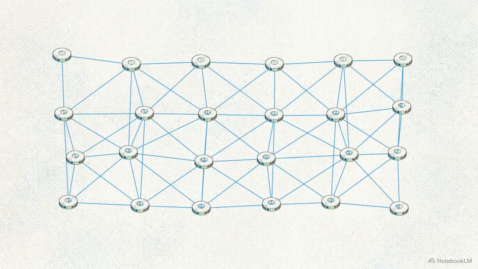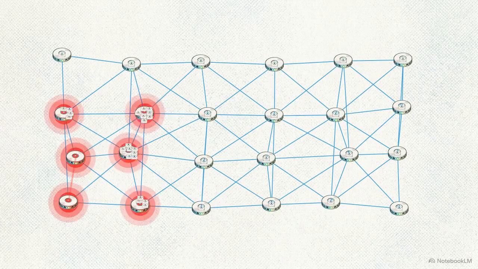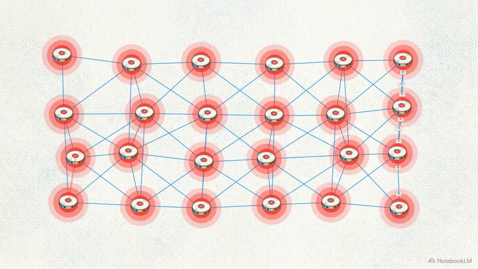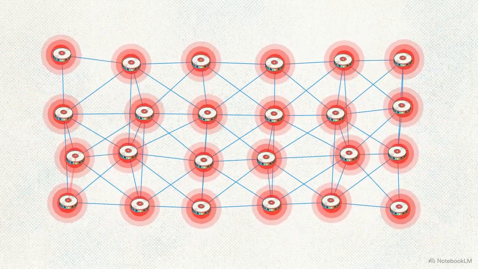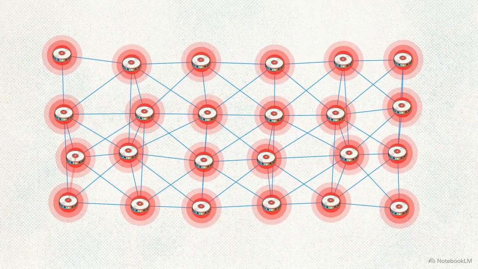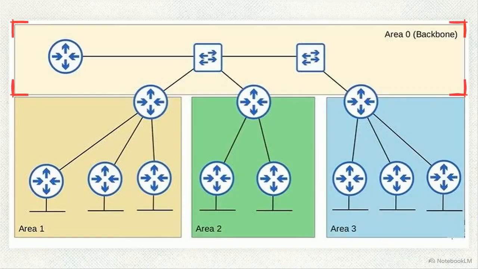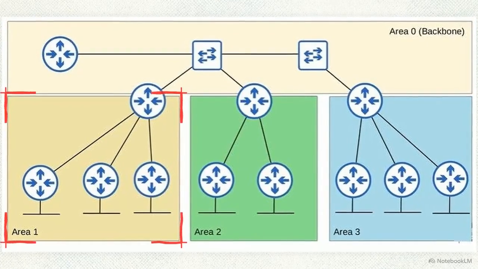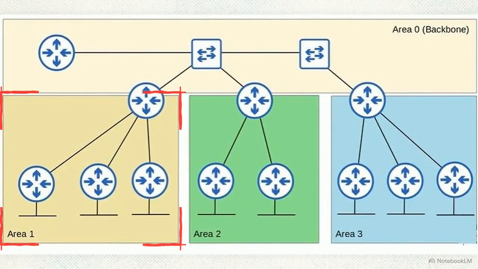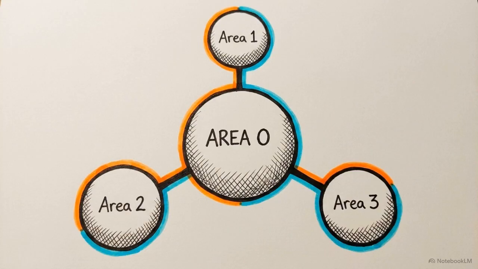In a single area design, a change to any individual link forces every router in the network to process new LSAs and rerun the SPF algorithm. To solve this, OSPF uses hierarchical areas centered around a mandatory Area 0, or backbone area. An area is a logical boundary. Routers within share an identical database, but are isolated from topology changes in other areas. For the hierarchy to function, every peripheral area must have a direct connection to the Area 0 backbone.